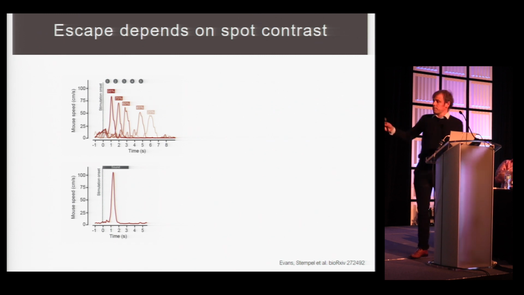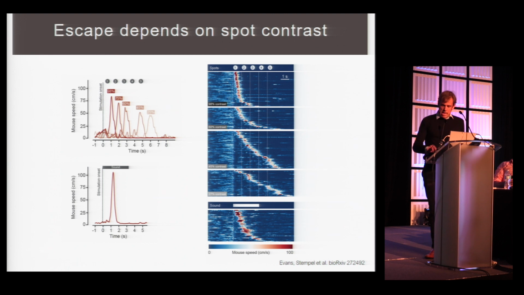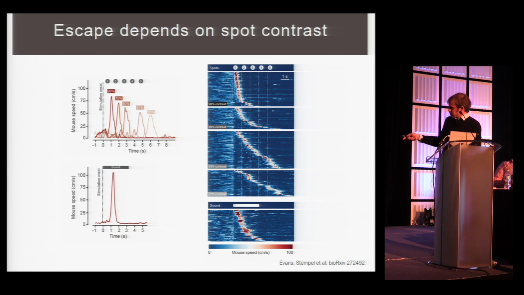And also, you might have seen in these videos that the vigor of the actual response, the speed at which the animal escapes, is also lower for low contrast. And you can see this here. And this holds across mice. These are trials from different mice. These are raster plots of speed. Each line is a trial from different mice, grouped by contrast from high to low and sorted by reaction time.